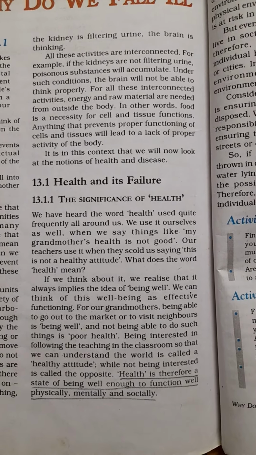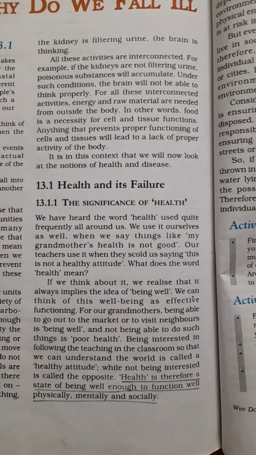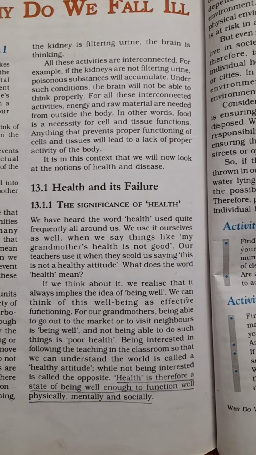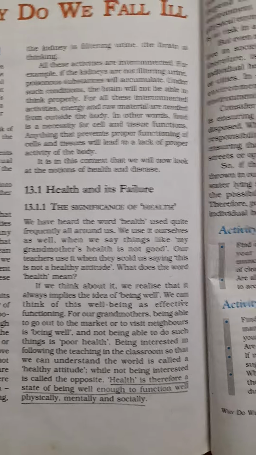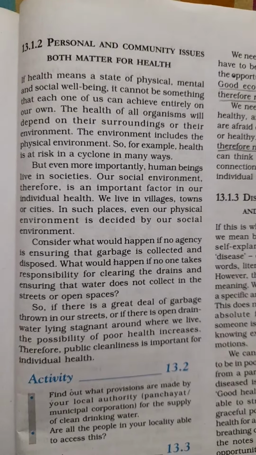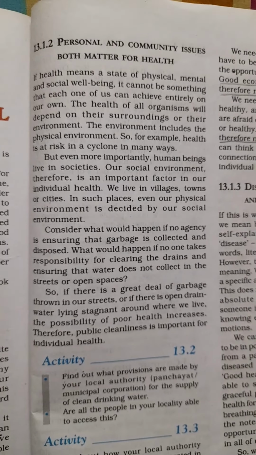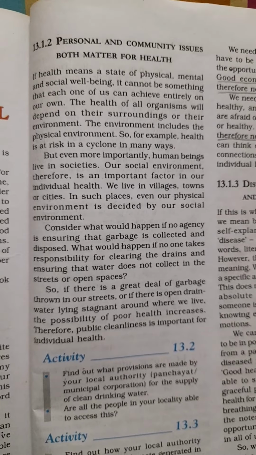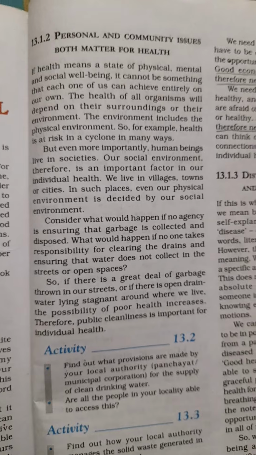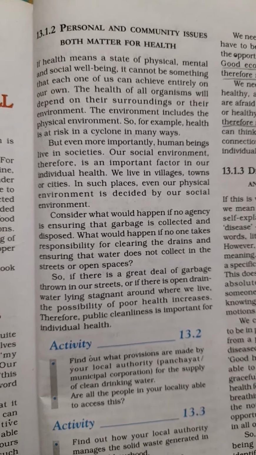You should be able to perform normal functions physically, and your mind should be healthy. And socially, you should make friends and interact with others. So health is defined as a state of physical, mental and social well-being. The health of all organisms depends on the surroundings of their environment. As I said before, in case of a cyclone, the health of the people living there is affected.